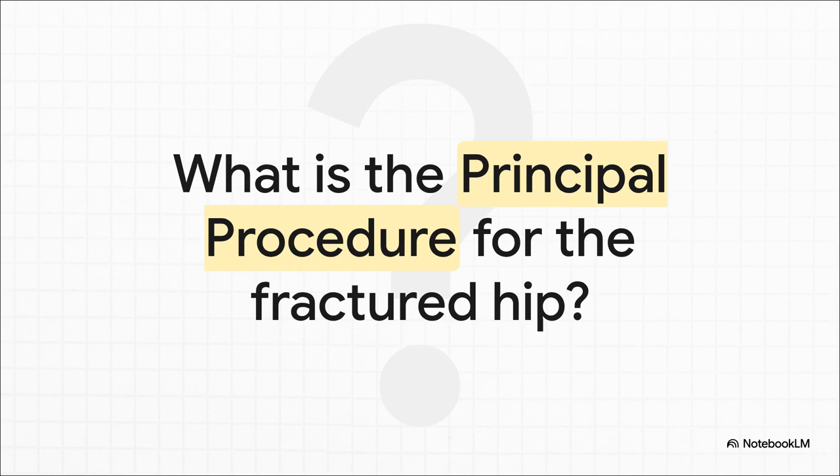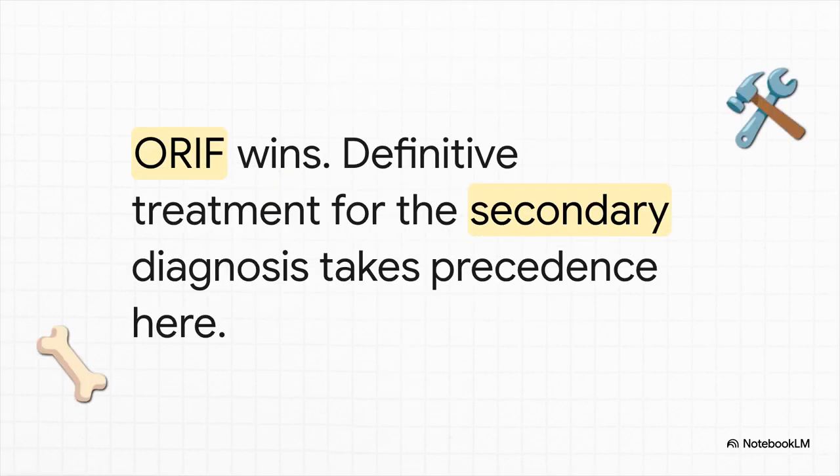Imagine a heart failure patient falls out of bed during their stay and fractures a hip. They end up getting an EKG, chest x-rays, medication, and an open reduction internal fixation, or ORIF, surgery. Out of all that, what is the principal procedure? If you said ORIF, you nailed it.